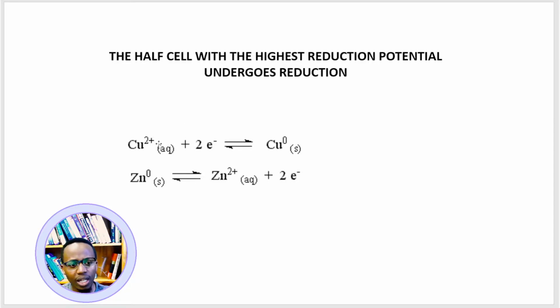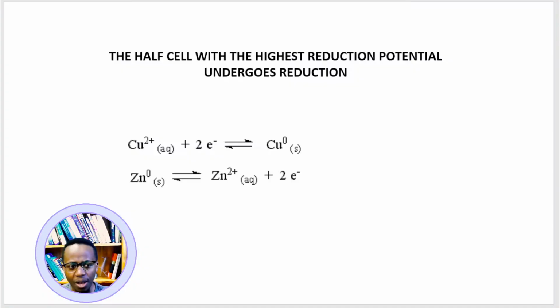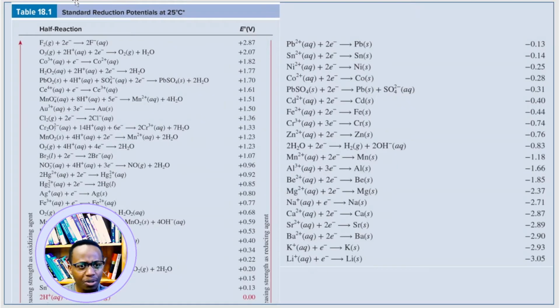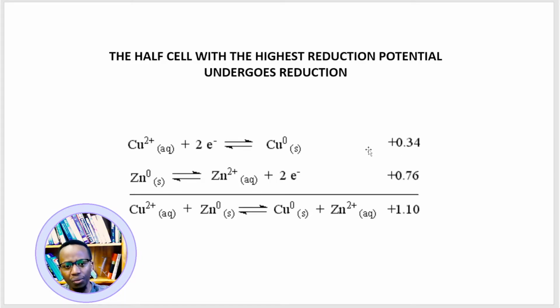Copper is undergoing reduction. So from this table, this copper is going to be plus 0.34, no problem, because it's undergoing reduction. But zinc is undergoing oxidation, but in the table these are reduction potentials. So the potential you get for zinc here is for reduction. You can't use this here because zinc is undergoing oxidation, so you're going to use the reverse of that, right? So you're going to get 0.34 for copper, but for zinc it's going to be the opposite of the reduction potential because this is oxidation.